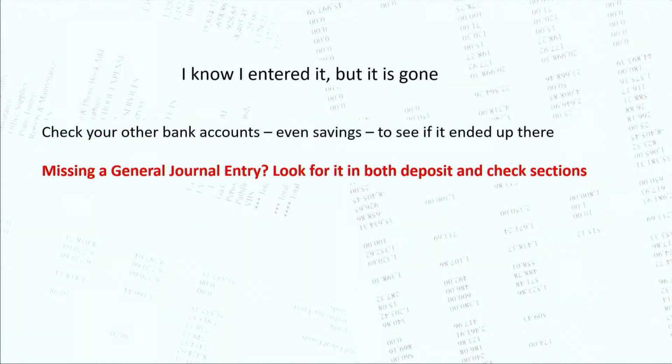If you're missing a general journal entry in the deposit section, look for it in the check section, and vice versa. It's easy to forget to click on the little round dot, so you assume it is in the check section when it's in the deposit section. So check both.